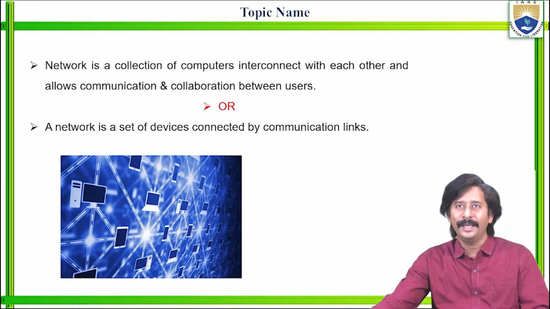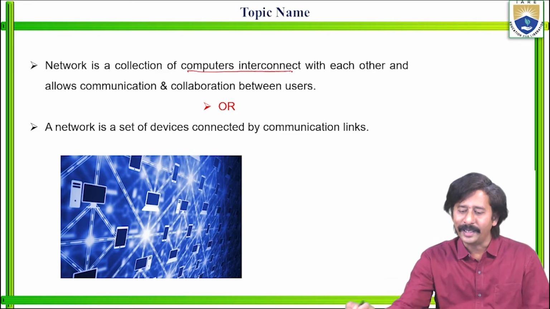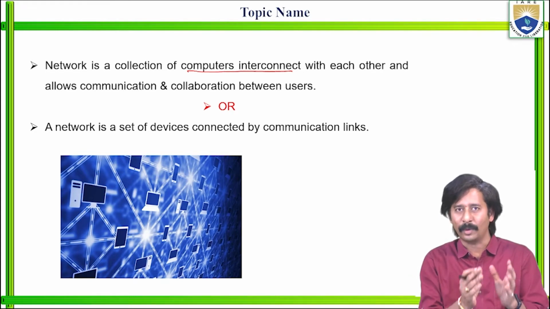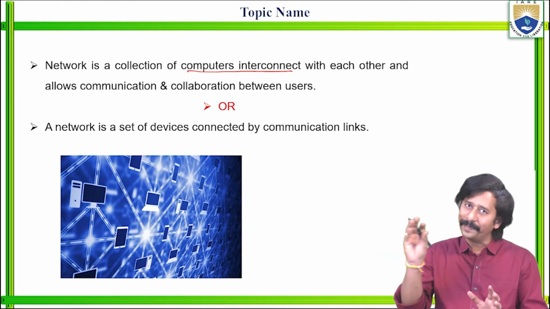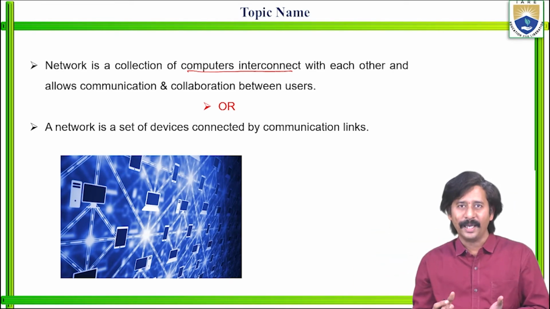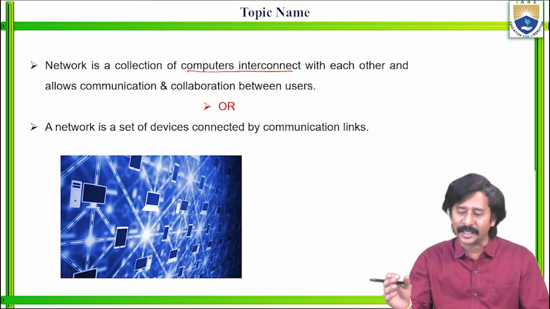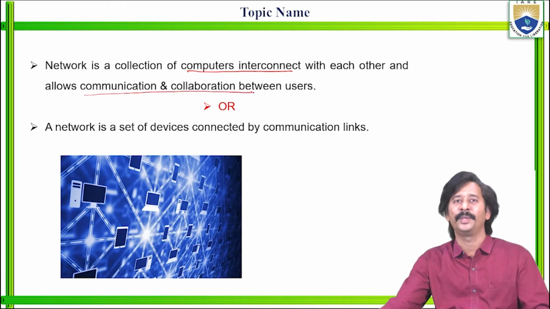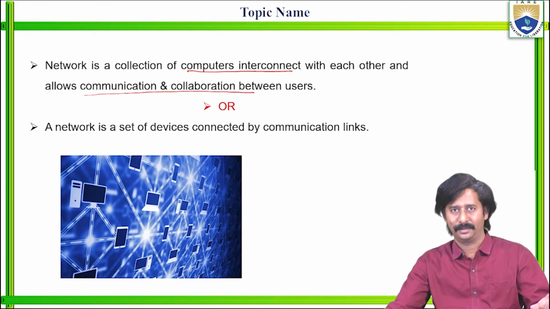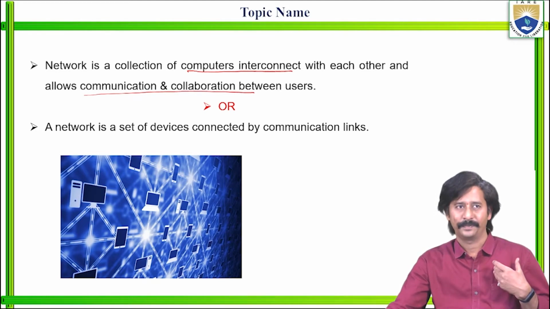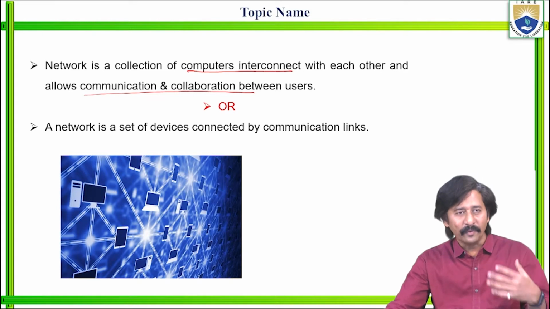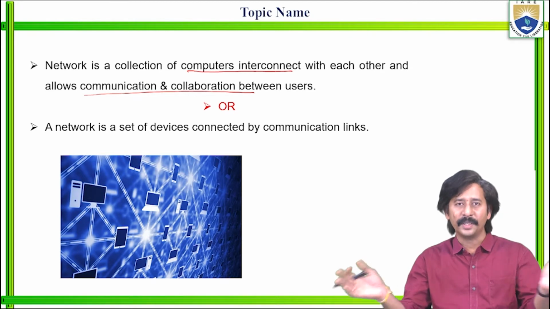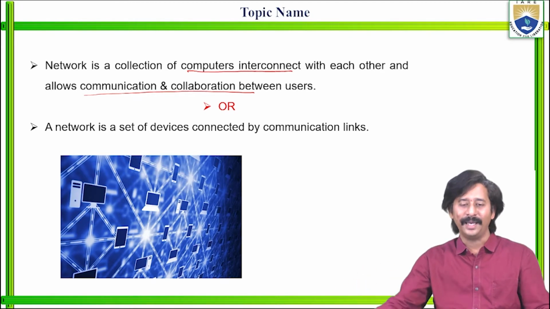So network is a collection of computers interconnected with each other. Till now we discussed the basics, what is meant by computer. Now, what is meant by network? All of us know that a network is a collection of computers interconnected to each other, which allows communication and collaboration between users. These systems are operated by the users, right? So automatically each and every user can communicate to each other with the help of the computers only. How these computers can communicate to each other, that is what we can call a network.